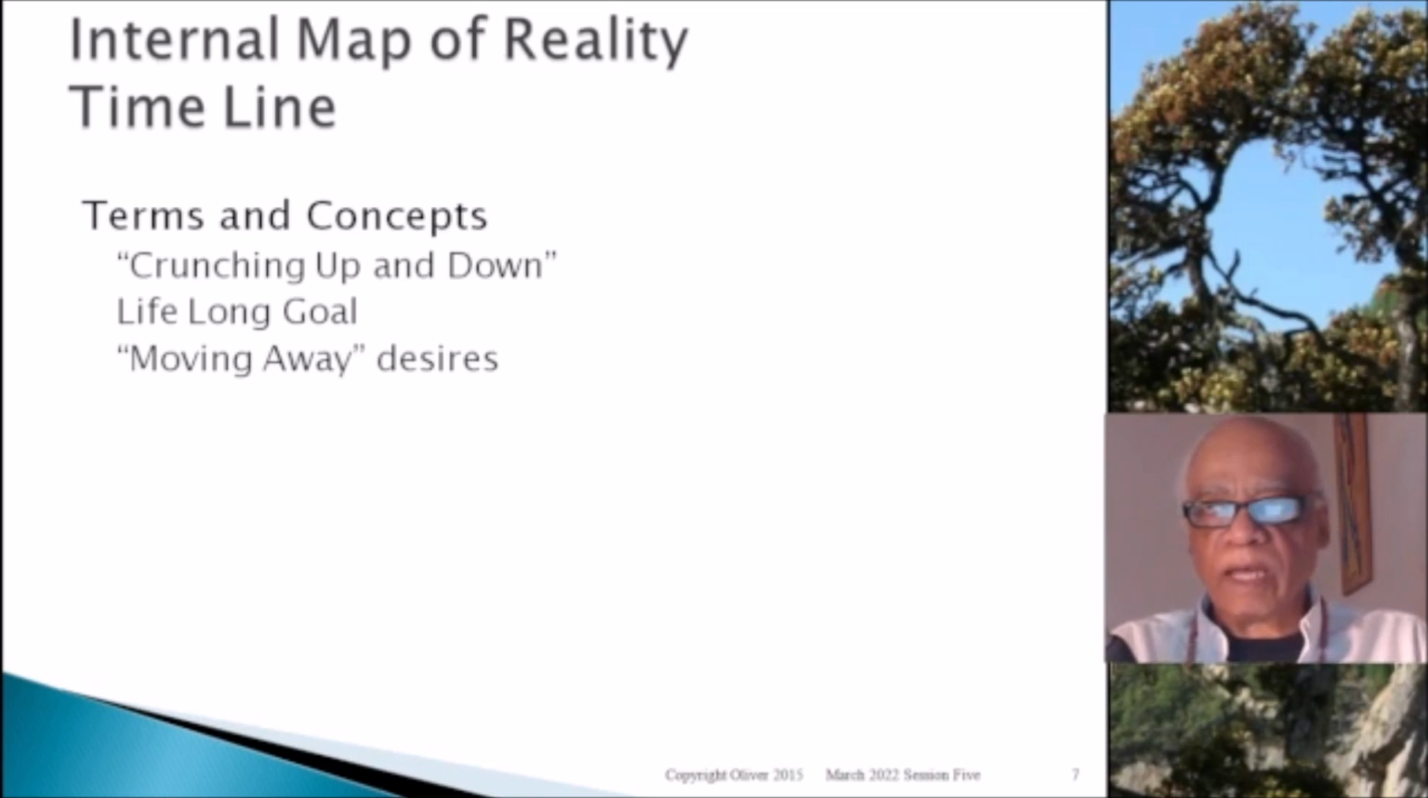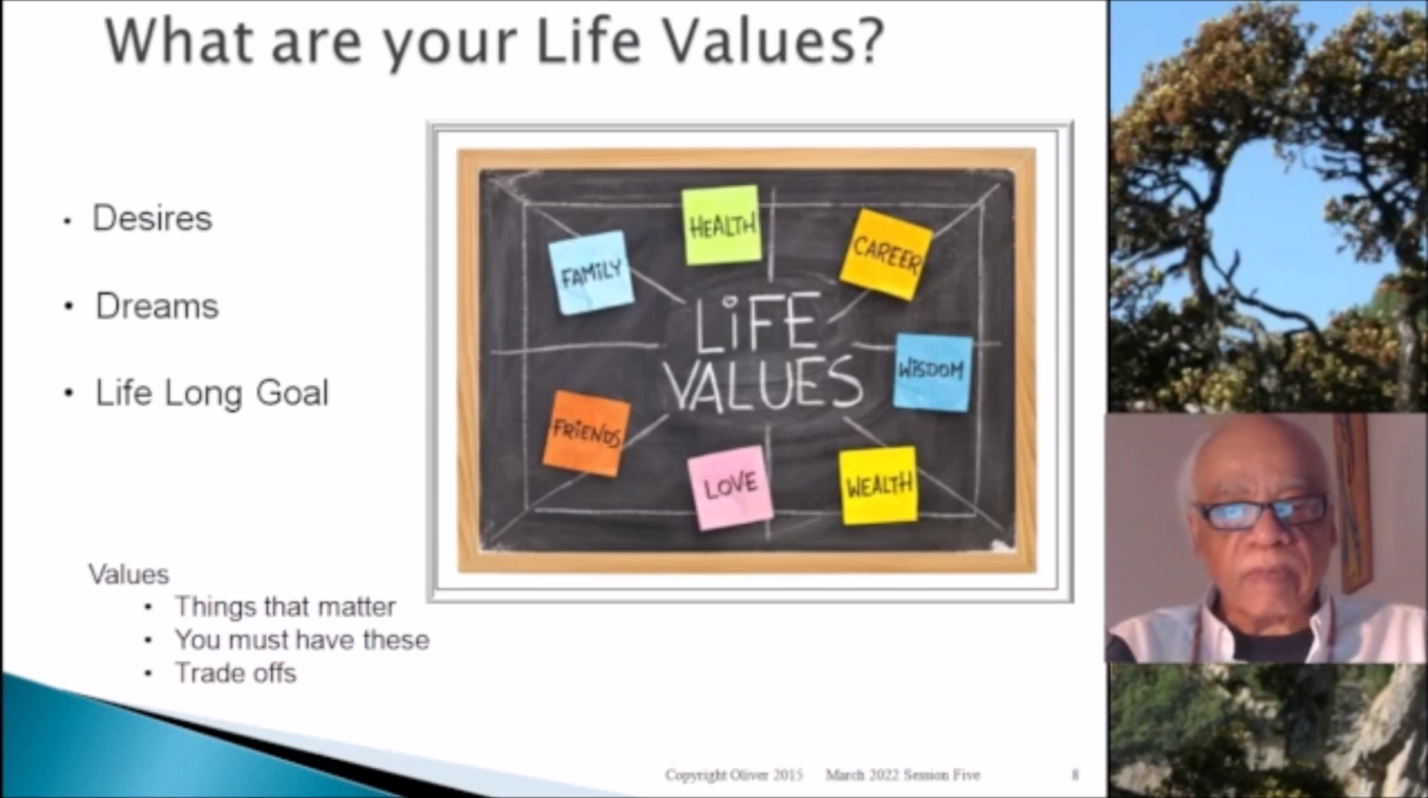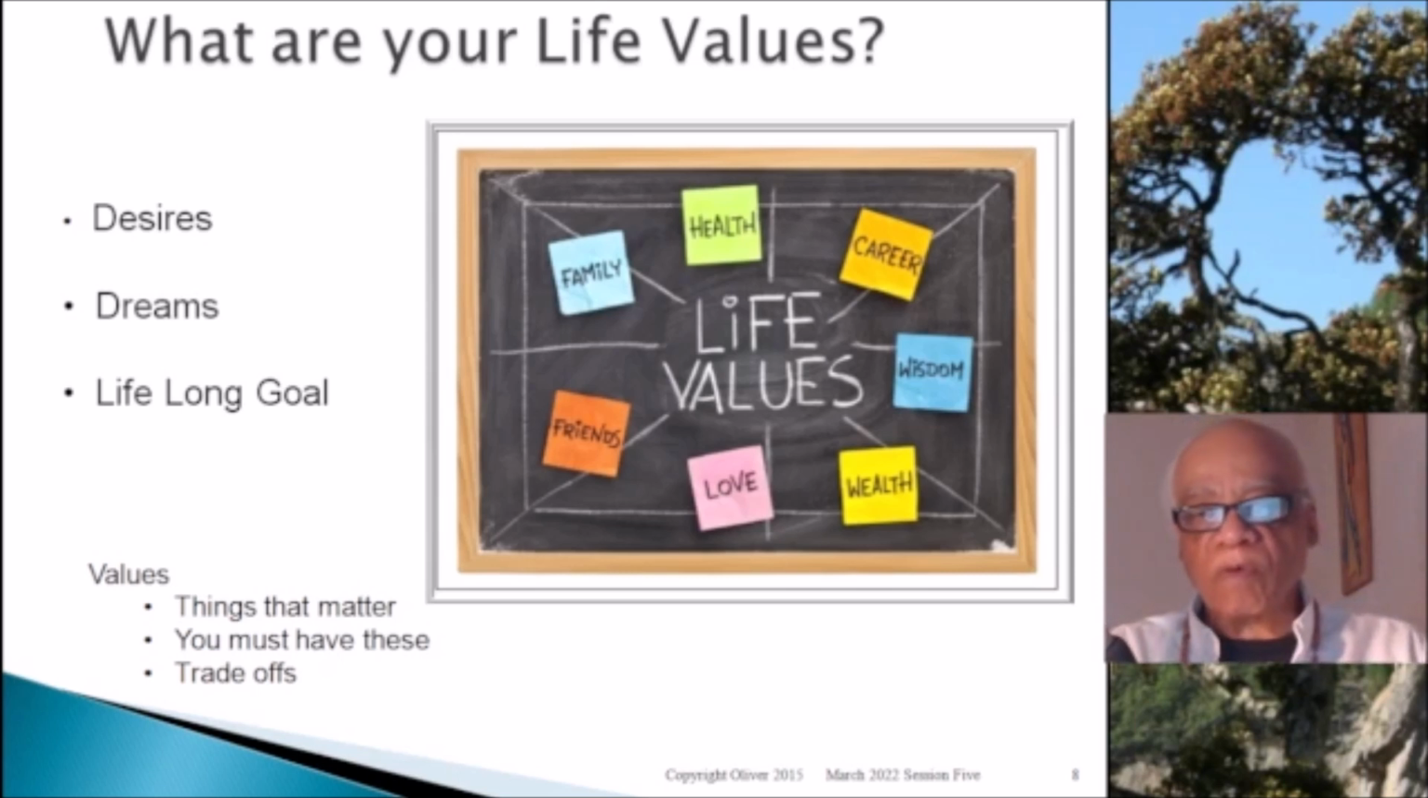Okay, so we're going to look at how to make sure all of your values are moving you towards what you want. So what are the values? Well, values are really pretty simple. At a very, very high level, you can look at this slide here and you can see things like family, health, career, wealth, love, friends, wisdom. And these are the overall categories. And I kind of believe that if you look at your list of things you want, they'll tend to fall into these categories.